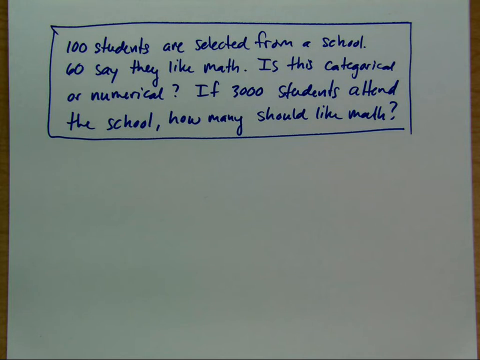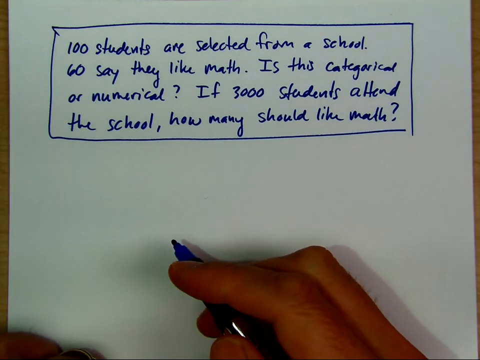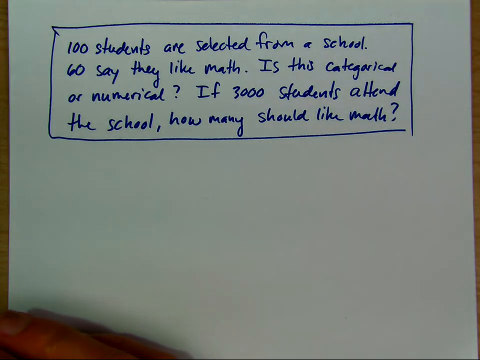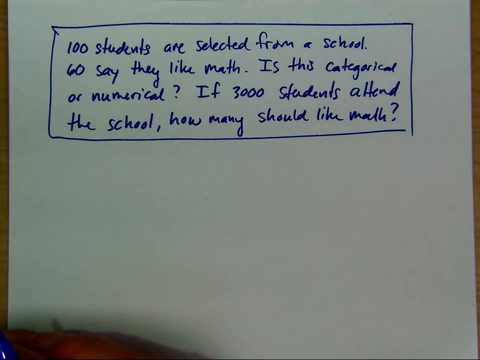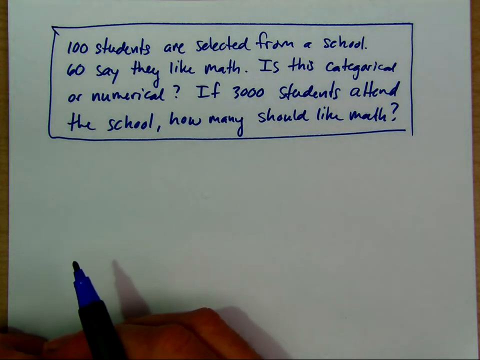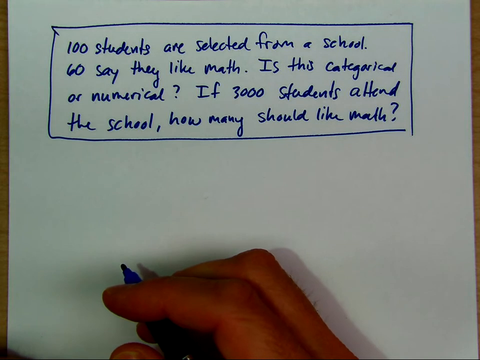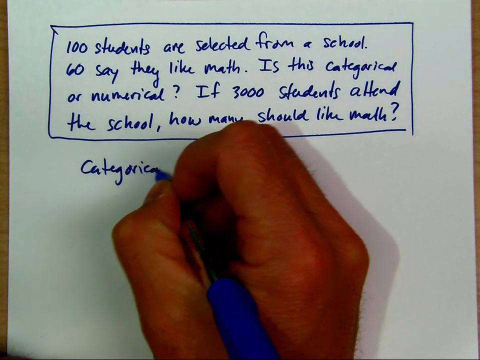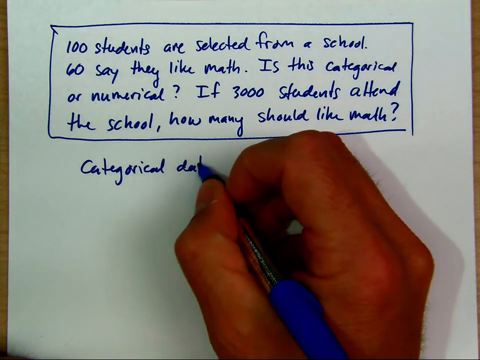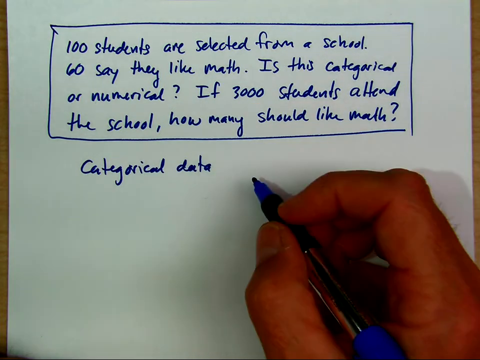So let's look at this question. Categorical or numerical? This is saying whether they like or dislike math, and we can't measure liking or disliking. It's just an opinion, so that'll be categorical. Because it's just like or dislike.